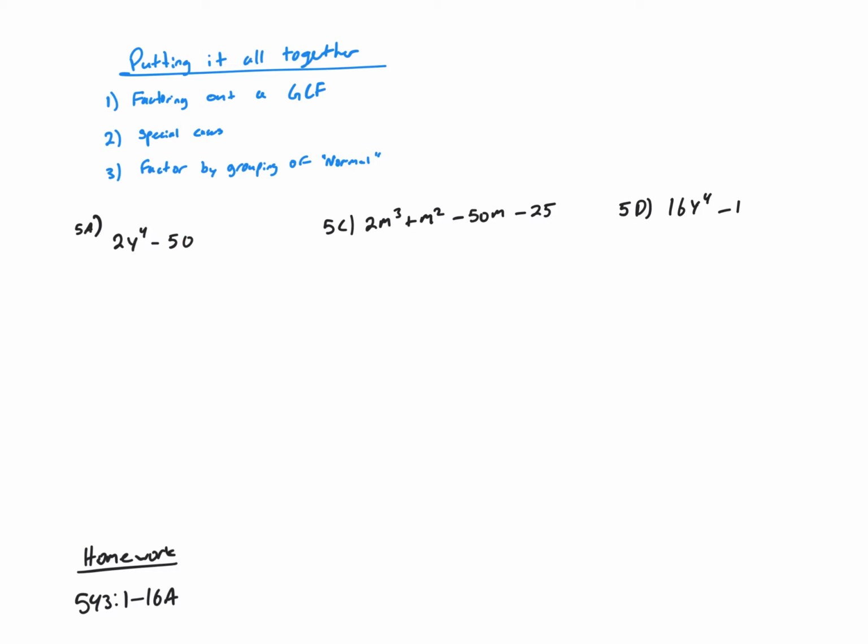So first off, do these two have something in common? They do. They both have a 2 as a factor. So I'm going to write 2 on the outside. What's left over is a y to the 4th, and then 2 times 25. Okay, so that's the greatest common factor. Now I'm noticing that these are both perfect squares. That's a y squared. It's a 25, or 5. So that means this is going to factor into 2 times the difference of squares: y squared plus 5, and y squared minus 5.